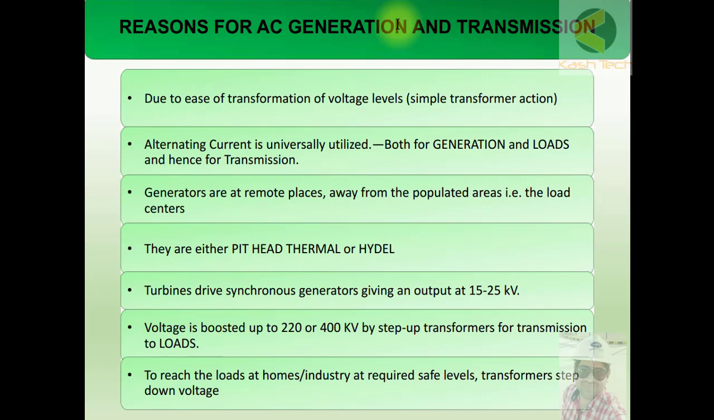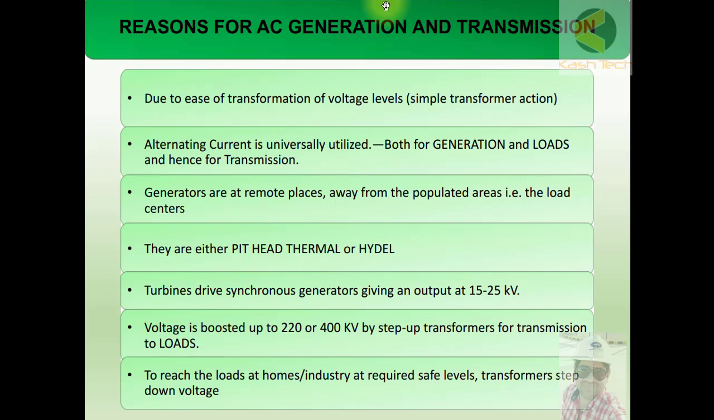Generators are at remote places away from the populated areas, that is, the load centers. The concept was that we have to supply loads which are generally factories and big cities, and generation used to be at remote areas like wind turbines, hydro power plants, thermal power plants, and from there the power needs to be transmitted to remote ends. So the need arises for the transmission system, transmission lines and substations. The power plants are either pit head thermal or hydro. In both cases the generation will be in AC.